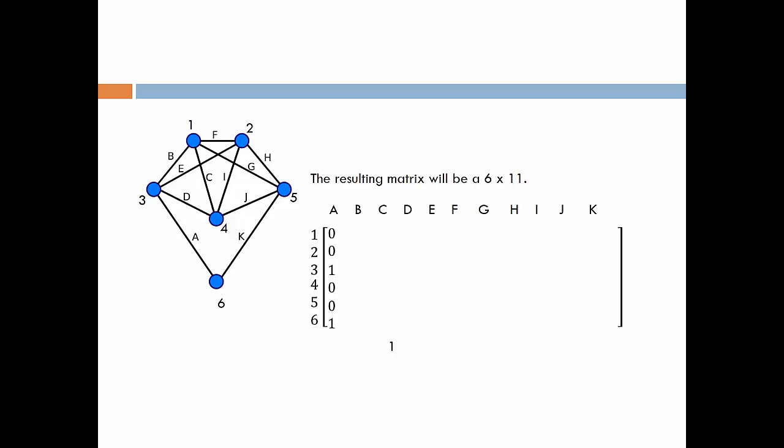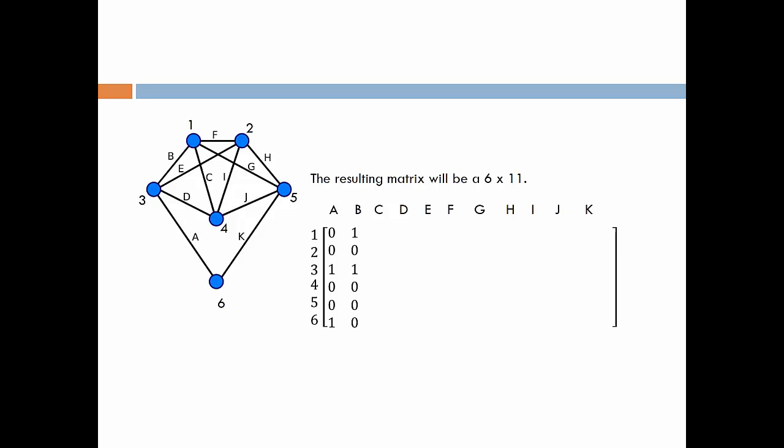What will be column B? Let's look at edge B. Edge B is incident to vertex 1 and to vertex 3. So we should have a 1 in the 1st row and a 1 in the 3rd row, and zeros elsewhere. And again, we notice that if we sum, we should always get 2. We should always get exactly 2 ones in any column.